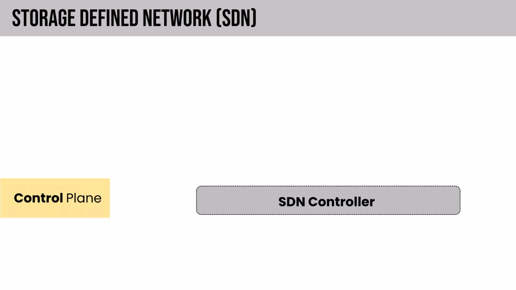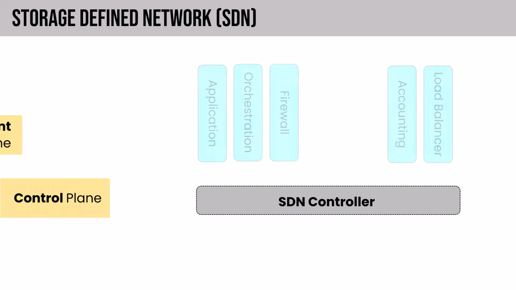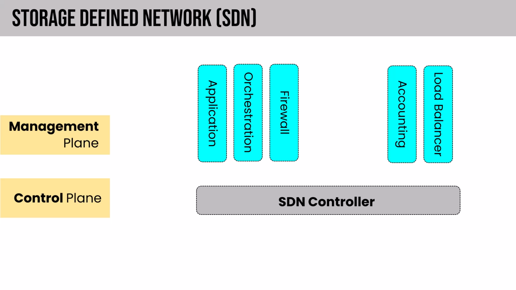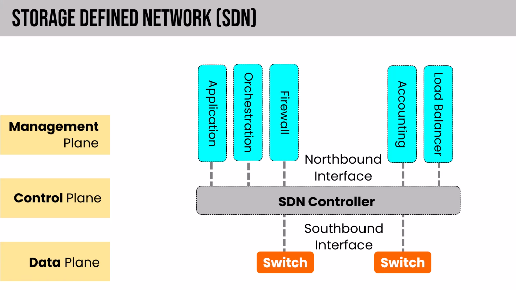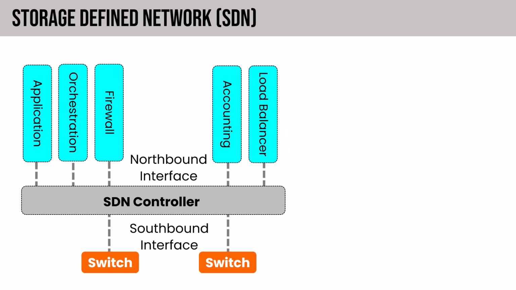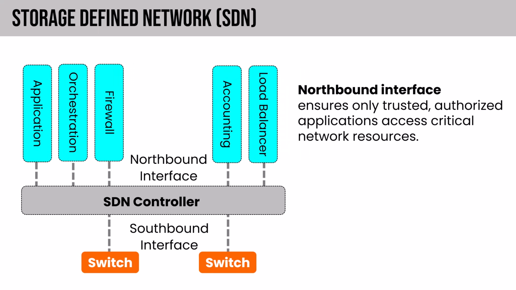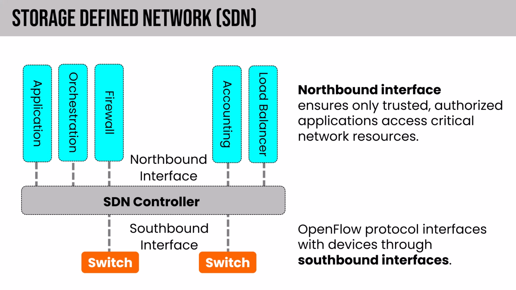So just to visualize for you here, we have the control plane, the SDN controller, and the management plane, which is exposed to the control plane through the northbound interface, and the data plane, where our switches and routers, our underlying network infrastructure resides. So again, management plane exposed through the northbound interface, data plane exposed to that controller through the southbound interface. And to dig in just a bit further here, the northbound interface ensures only trusted, authorized applications access critical network resources, and OpenFlow as a protocol at the control plane interfaces with devices through the southbound interface.